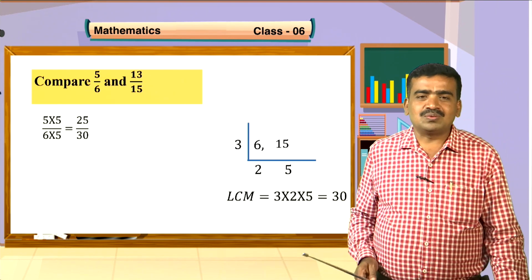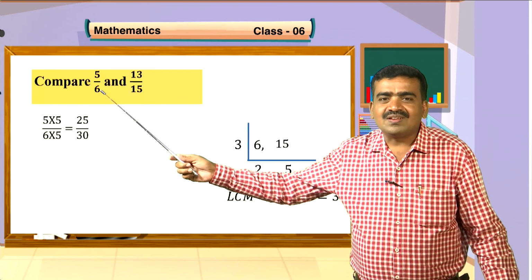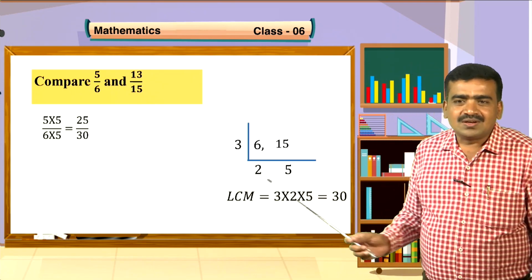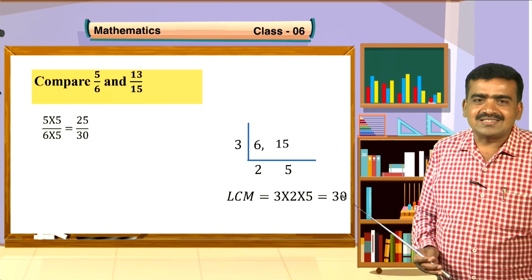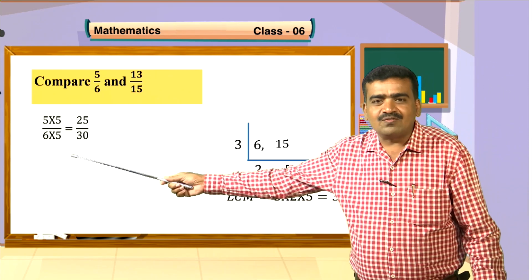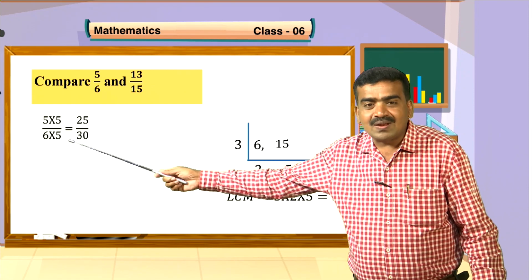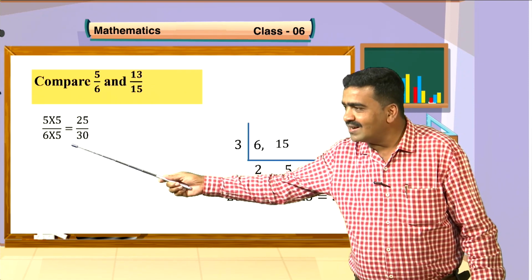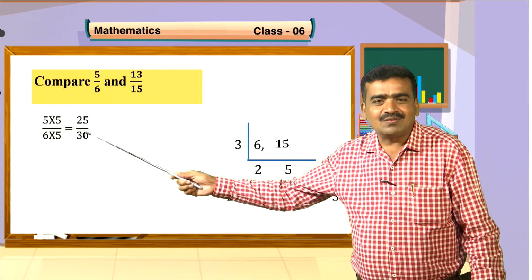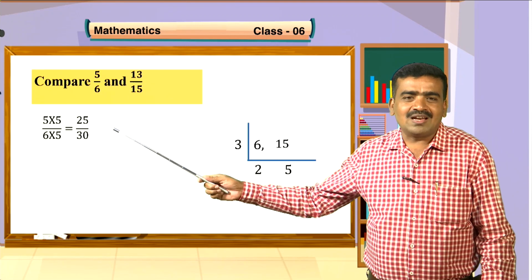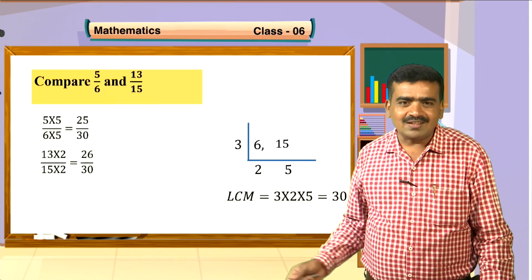Then what we have to do? We have to equalize the denominators of the given fractions to the LCM. So, to equate to the LCM, we have to multiply by 5 for the denominator, that is 6 5s are 30. If you are multiplying 5 for the denominator, we have to multiply 5 for the numerator also. Therefore, 5 5s are 25. The equivalent fraction for 5 by 6 is 25 by 30.